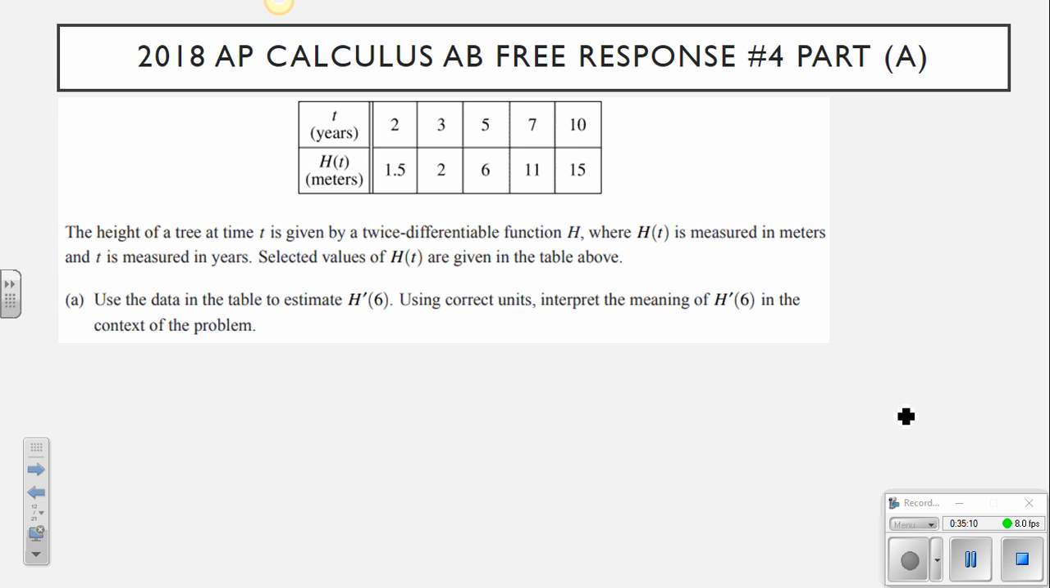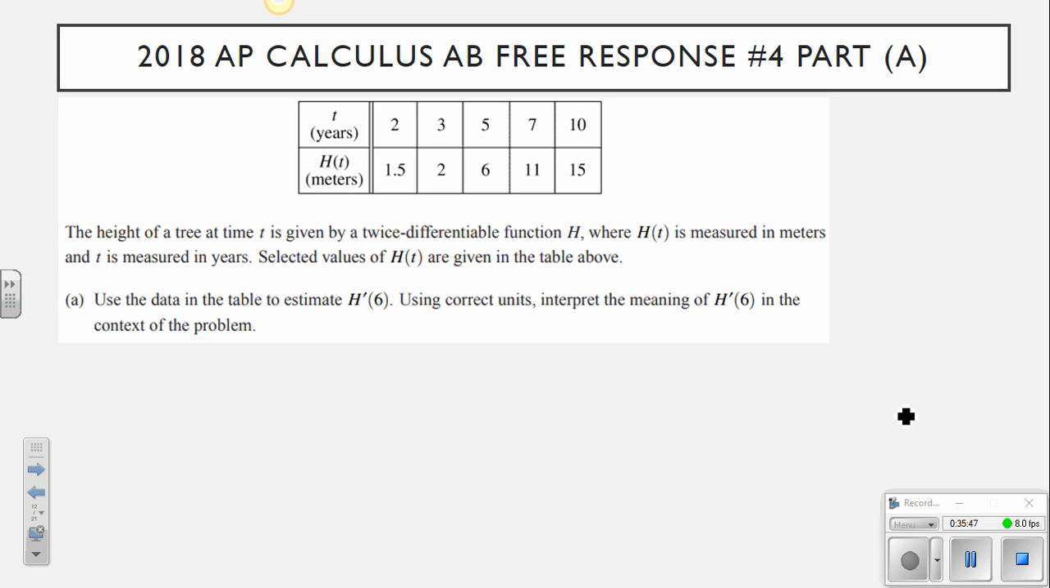The height of a tree at time t is given by a twice differentiable function. Spoiler alert: twice differentiable. How many derivatives are you going to take? Two. That means it can be derived twice. You mean we have to do a derivative and then a derivative again? Yes, you can do that. All right? So that's what that means. Where h of t is measured in what? Meters, and t is measured in years. Selected values of h of t are given in the table above. You guys see that? So I got years and meters. So this is a time, that is a distance.